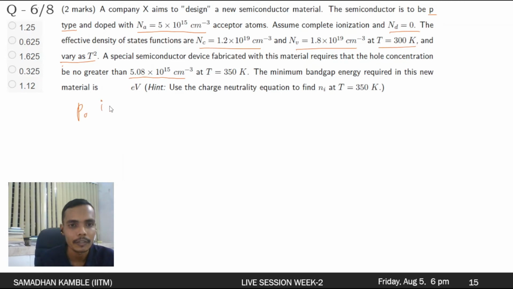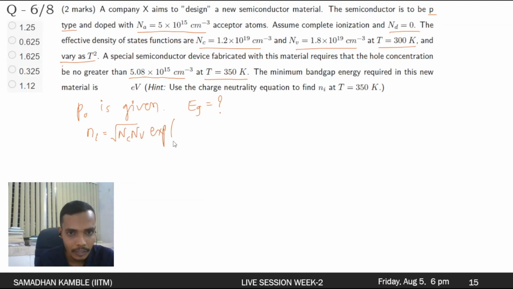So we are given the hole concentration, P0, and it is given at 350 Kelvin. The minimum band gap energy required in this material is, and we are supposed to calculate Eg. Okay, so we know a relation that Ni is equal to the square root of Nc times Nv, times exponential of minus Eg by 2kT. So we need to find the band gap.